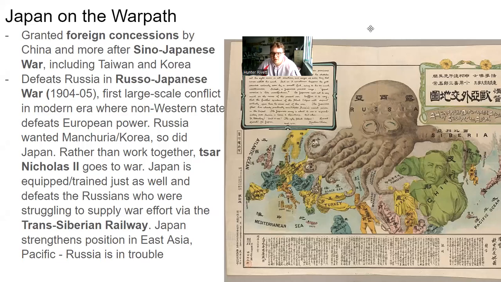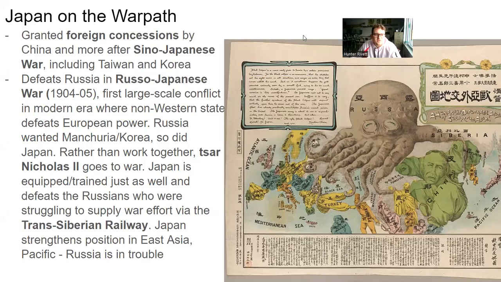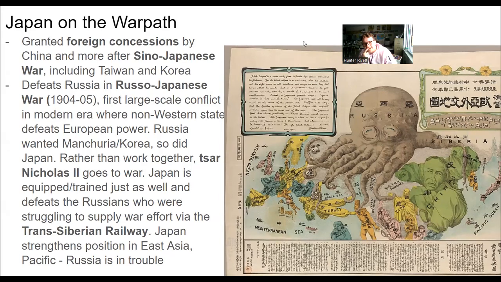So, and yeah, they want to try that new military out, right? So China grants them foreign concessions, but they get even more after the Sino-Japanese War we talked about, the first one, remember? And so they take Taiwan, which is right here, they call Formosa, and they'll take Korea.